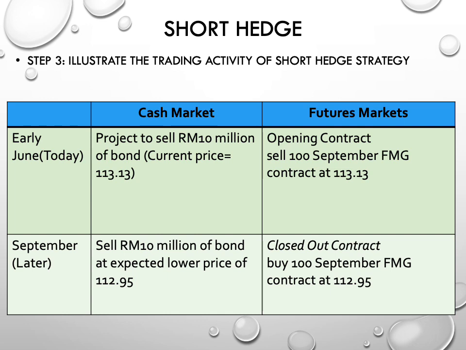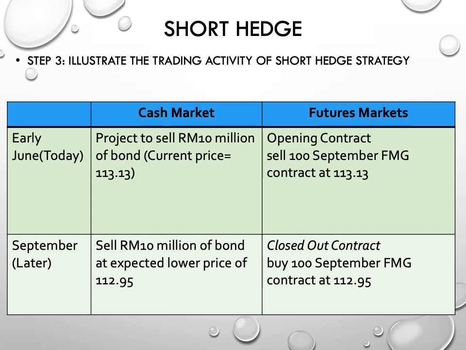So today, early June, in spot market or cash market, you plan to sell 10 million of bond, current price at 113.13. So to protect your selling activities in spot market, you need to use short hedge strategy. So short hedge strategy, you need to sell futures contract today. So you sell September contract. Why September contract? Because you plan to sell bond in September. How many futures contract? 100 lots of contract based on step number 1.